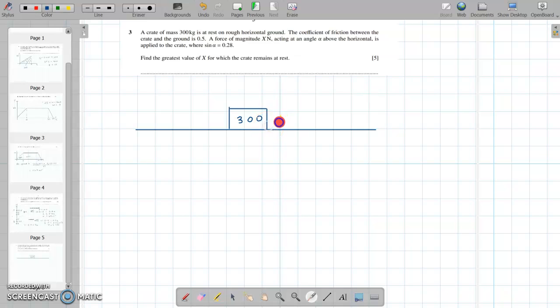So we've got a force being applied this way. Well, what's stopping it move? Well, the friction, which is going the opposite direction of movement or intended movement. Let's put the forces in.